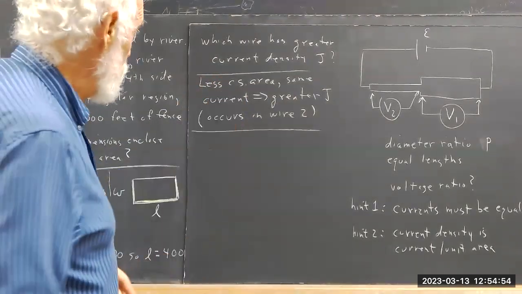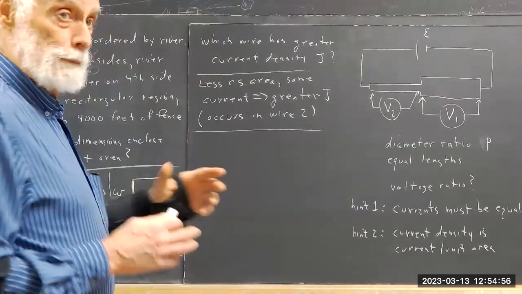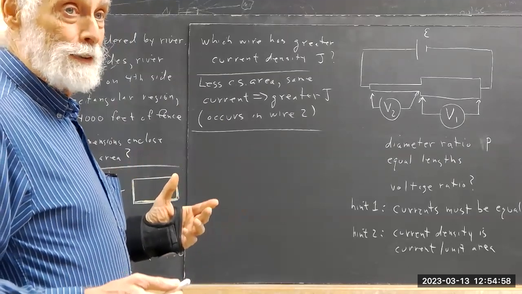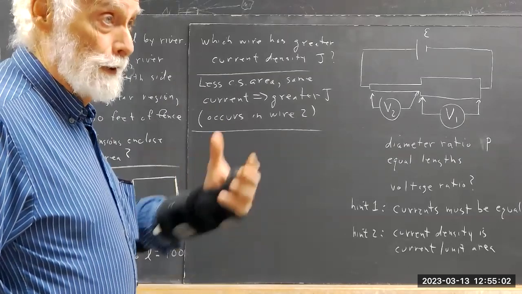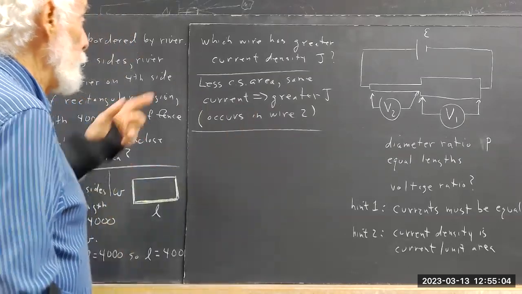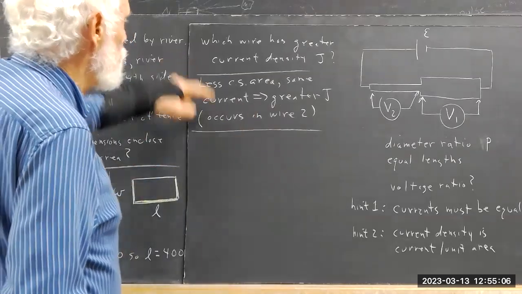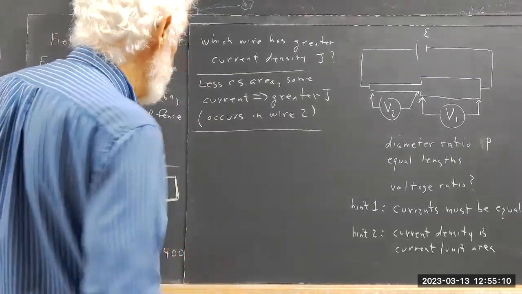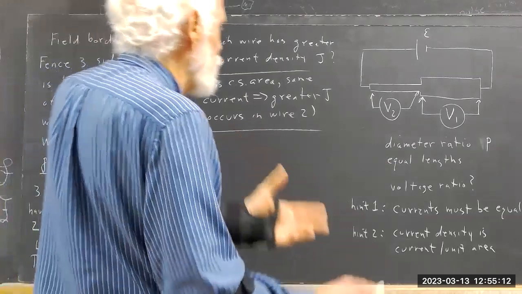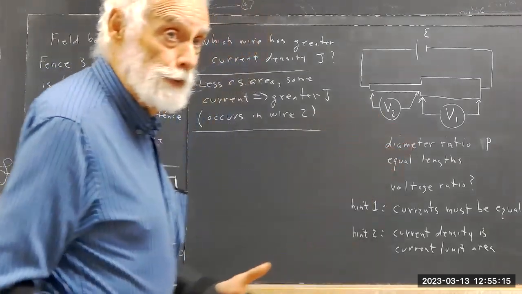Hopefully I made an impression. It's not difficult, it uses common sense, stuff that you know from Avogadro's number and have used in chemistry, as well as previously in this class. So you've got less cross-sectional area, same current, you get a greater current density. What controls the current density in a given substance?